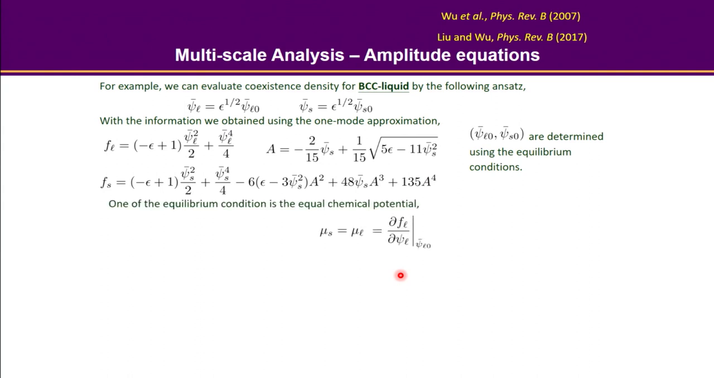But according to the scaling analysis, you know the mean density should scale like this. And you simply say, for example, the two phases should have the same chemical potential, right? So mu solid equals mu liquid. And the chemical potential is just the derivative of the free energy with respect to the density itself. So for example, from here, you take the derivative with respect to psi L, and you get that as the liquid chemical potential, right? Since we are assuming that psi liquid is this epsilon to the 1/2 times psi bar L0, let me see, if you plug that in here.